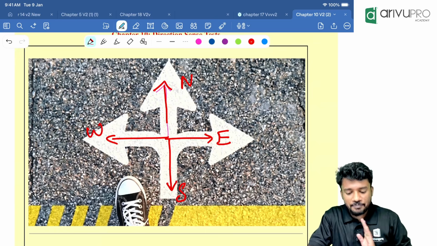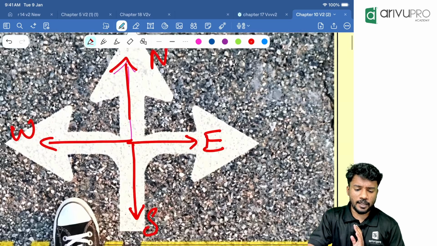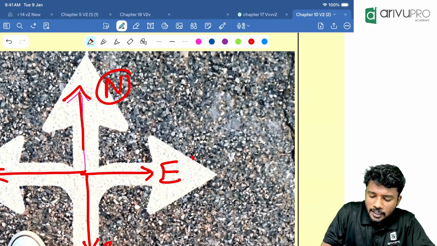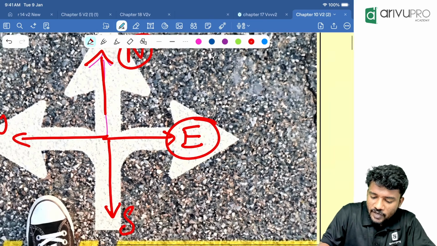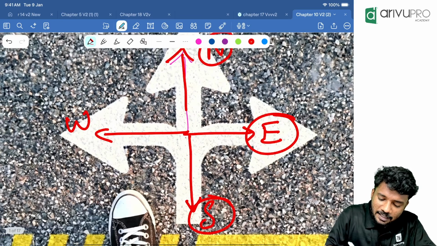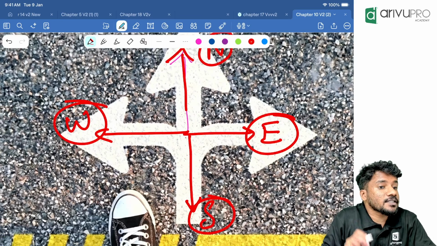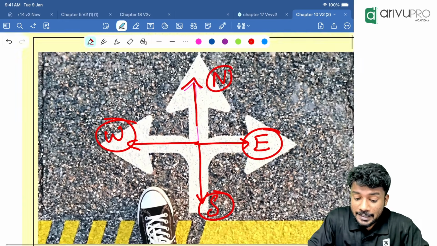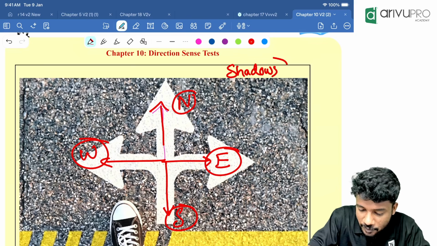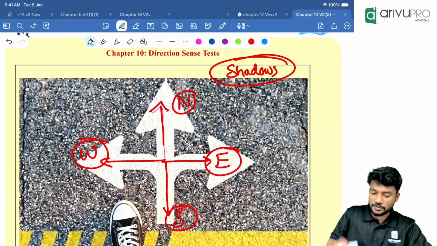Now the first thing I want to tell you is, whenever I say right of north, you should understand that is east. When I say right of east, you should understand that is south. When I say right of south, you should understand that is west. Keep that in mind. It is required for our questions based on shadows. We will use that idea in questions based on shadows.